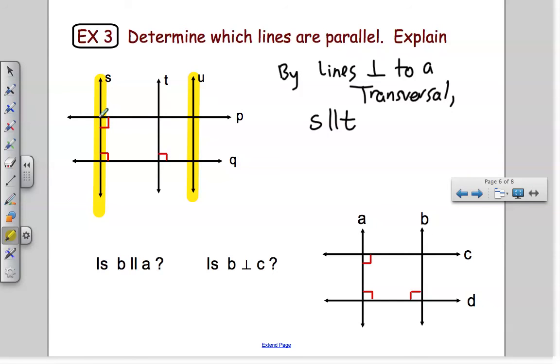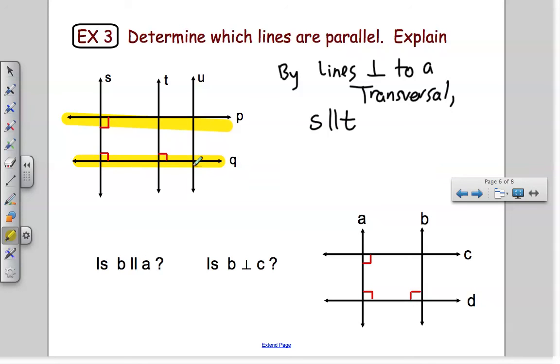P is only perpendicular to S. Q is only perpendicular to S. It's not perpendicular to U that we know of. So I don't know anything about S and U. The last pair of lines that might be parallel would be P and Q. Are they? Basically, is there a transversal that's perpendicular to both of them?